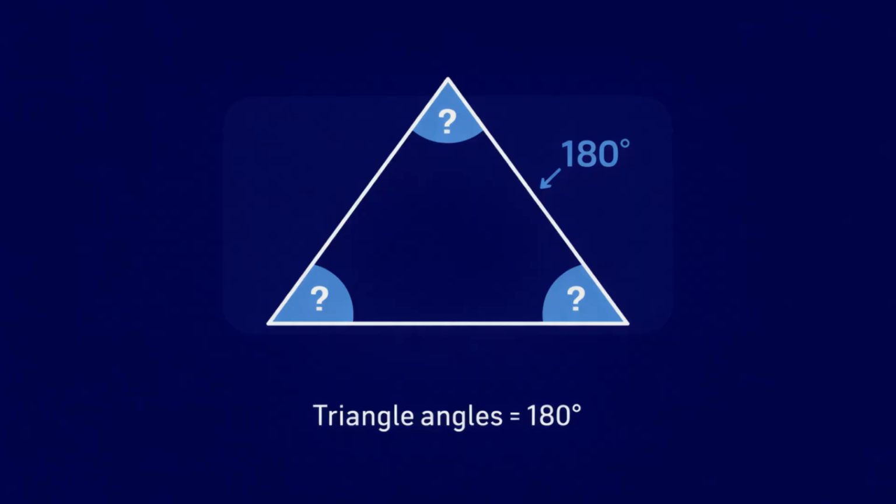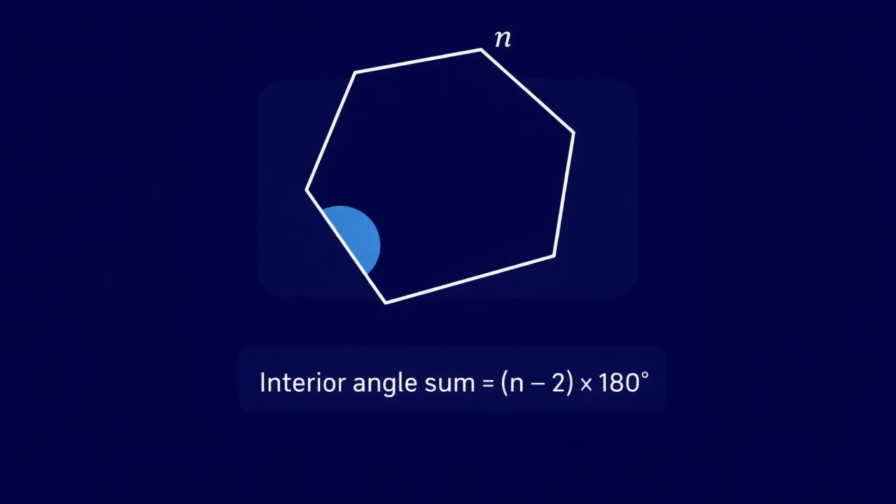Finding missing angle measures in polygons depends on the number of sides. With triangles, you always use the triangle rule. The angles add to 180. With polygons that have more than 3 sides, you use the interior angle sum. The interior angles of a polygon always add up to a predictable total. You find that total by taking the number of sides, subtracting 2, and multiplying by 180.